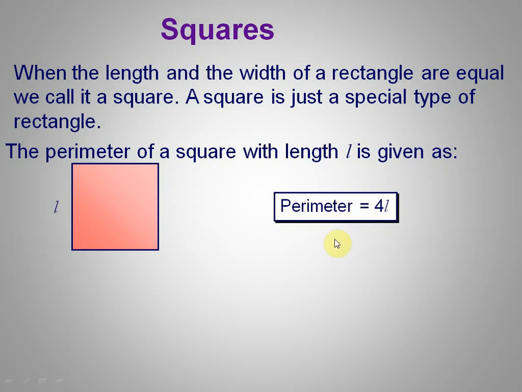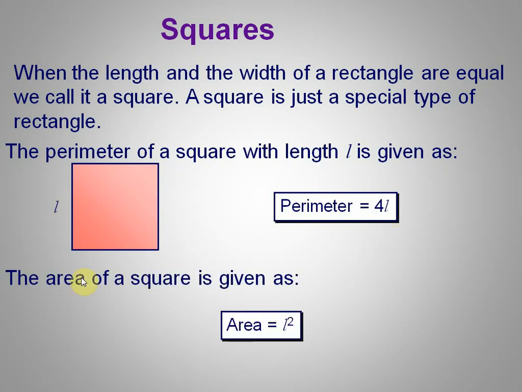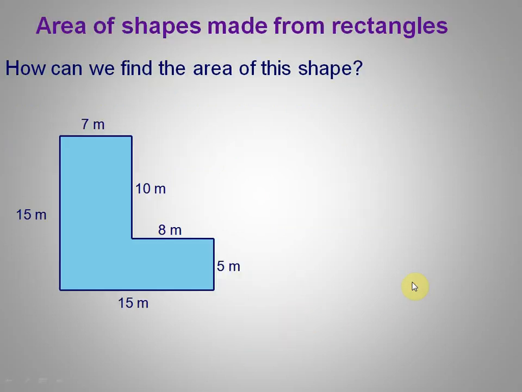The simple definition of the perimeter is to just add all the sides of the figure. This is called the perimeter, and the area of the square is given as length multiplied by length, which becomes L square. So next, moving on, this is the example to find the area of this kind of figure.